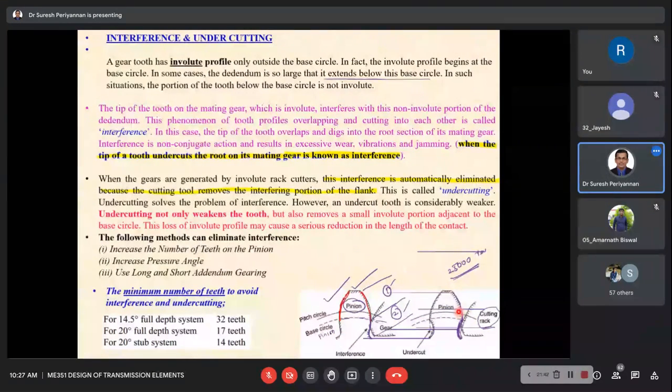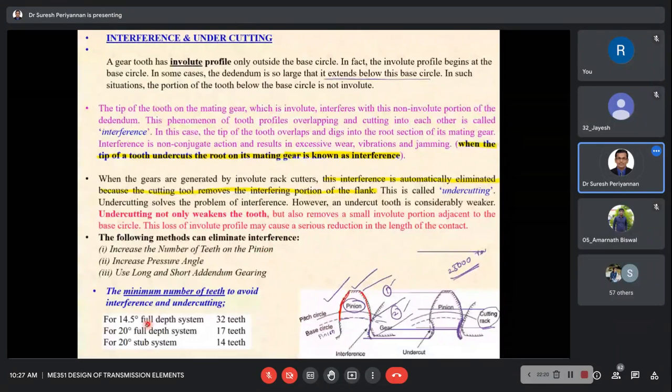Eliminate this interference, I mean, undercutting. Why is it happening? Because of the interference. Once we avoid the interference, undercutting is not going to happen. When interference is going to happen, surely undercutting is going to happen in the gear tooth or pinion tooth. Now, how can I eliminate the interference? Increase the number of teeth on the pinion and increase the pressure angle. Use long and short addendum gearing. This way we are able to eliminate the interference.